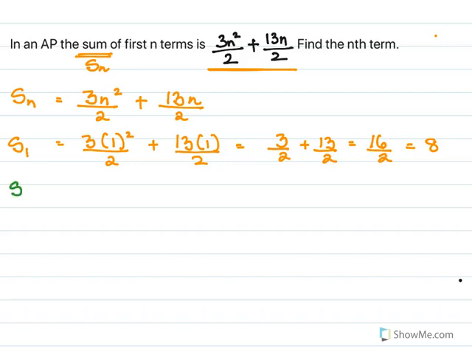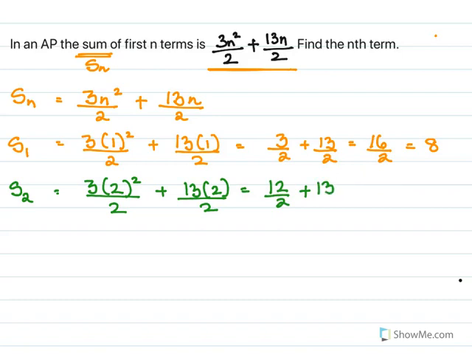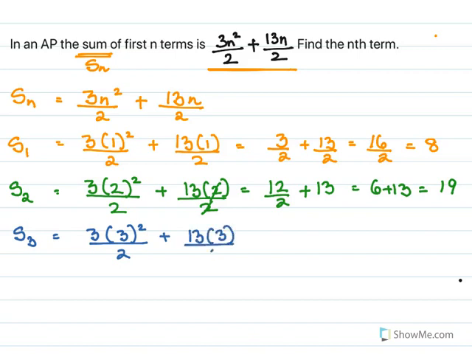Now I'll find S2. Wherever there is n, I will put 2. So this is 13n, so 13 into 2. This becomes 12 over 2 plus 13. This 2 cancels. So 6 plus 13, this is 19. Now S3. Wherever there is n, I put 3. So this is 27 over 2 plus 39 over 2, and that is 66 over 2, which is 33.